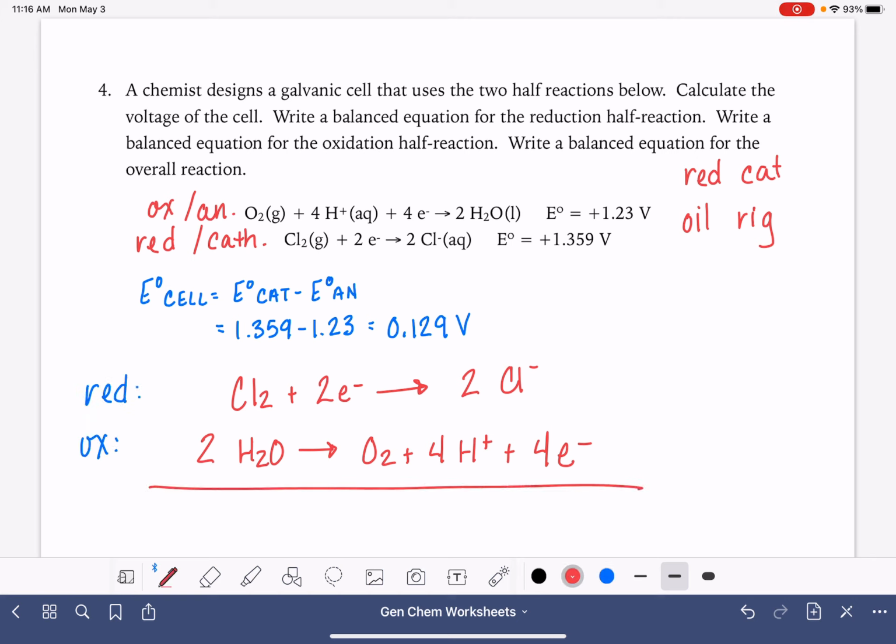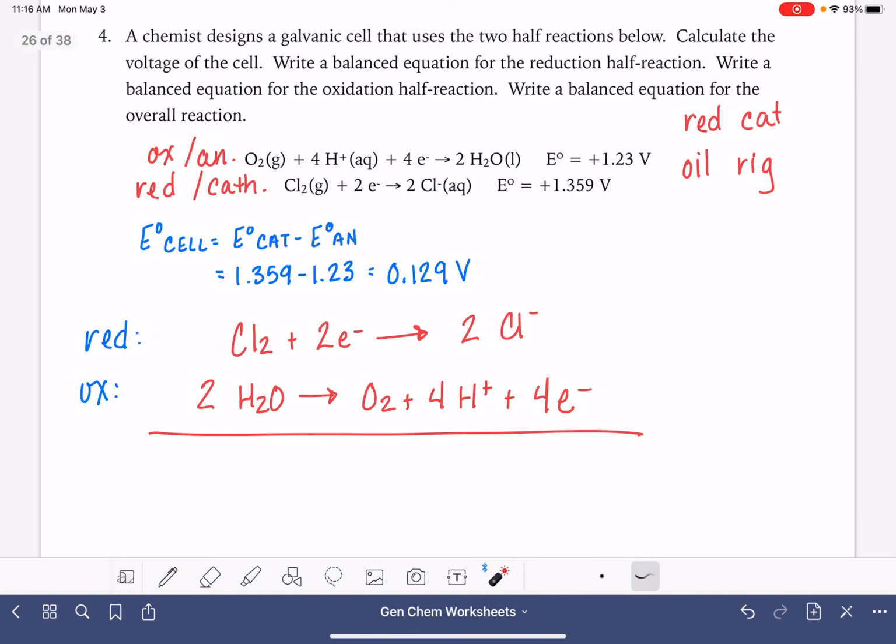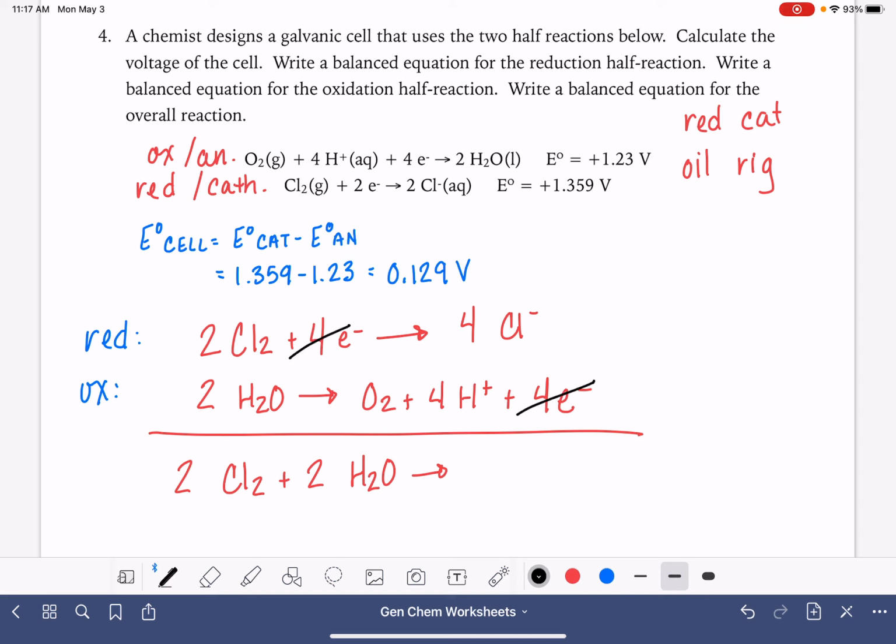The last thing that we're asked to do is combine them into an overall equation. In order to combine them, we need to have the same number of electrons in each one of the half reactions. So that means that we need to multiply the stoichiometric coefficient in the reduction reaction by 2 so that we have the same number of electrons in both, and then we can combine them together. 2Cl2 plus 2H2O. I'm just omitting the electrons from this. This makes 4Cl- plus O2 plus 4H+.